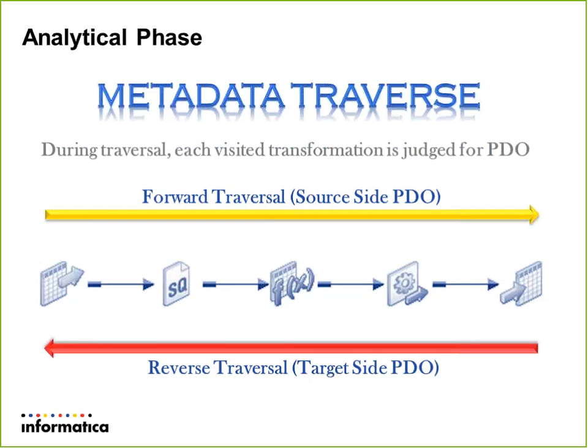A transformation is visited only if all the preceding transformations are visited during a forward traversal, or all the subsequent transformations are visited in a reverse traversal. If a transformation is on a branch, it may be tentatively marked for pushdown and consolidated when the branch merge is pushed.